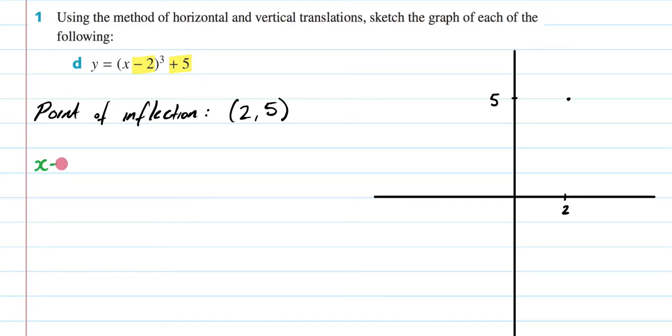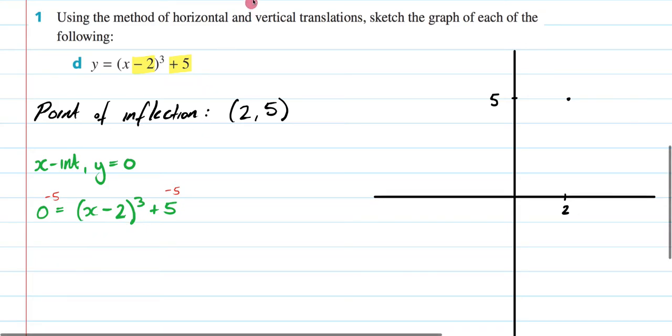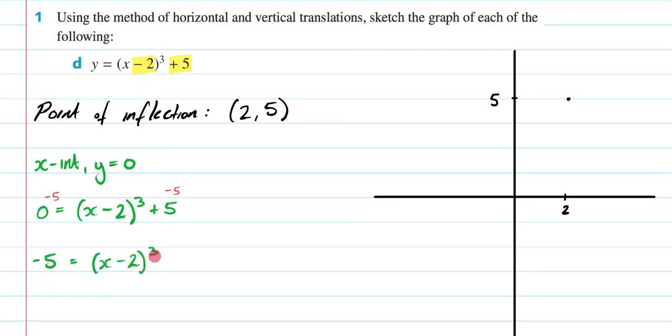So the x-intercept is going to occur when y equals 0. So that means I'm going to get 0 equals (x minus 2) cubed plus 5. I'm going to minus 5 from both sides, which means I'm going to have minus 5 equals (x minus 2) cubed. I'm now going to cube root both sides.